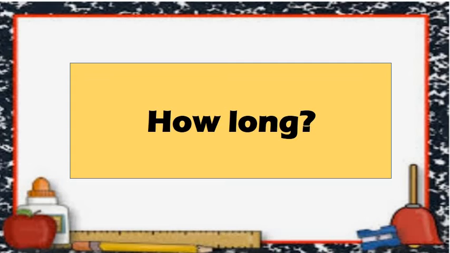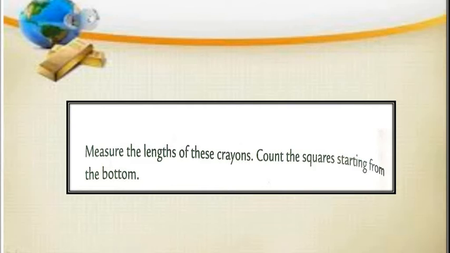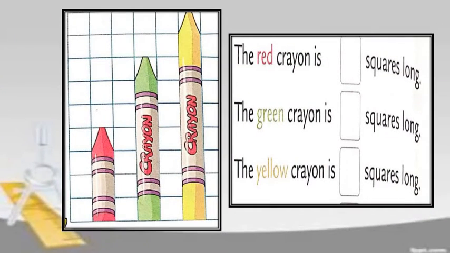How long each object is. Measure the length of these crayons. Count the squares starting from the bottom. Here you can see three different color and a different size crayons. We have to measure the length of given crayons with the help of this square.